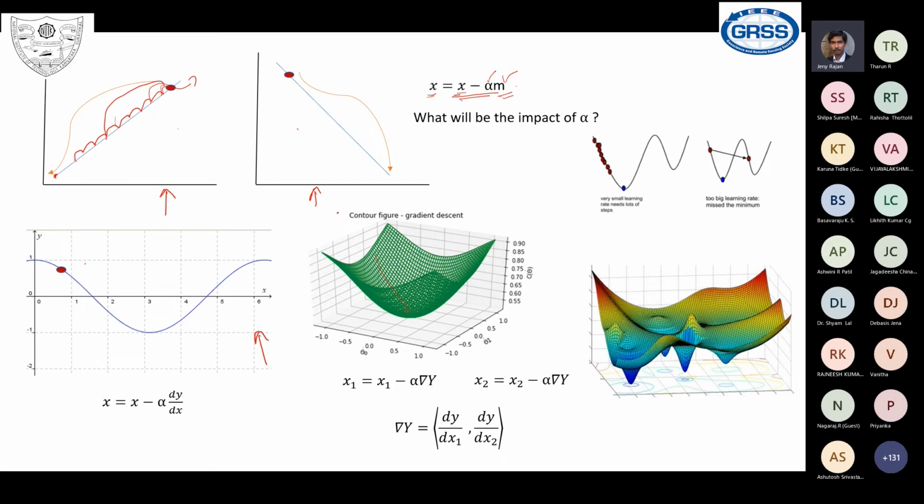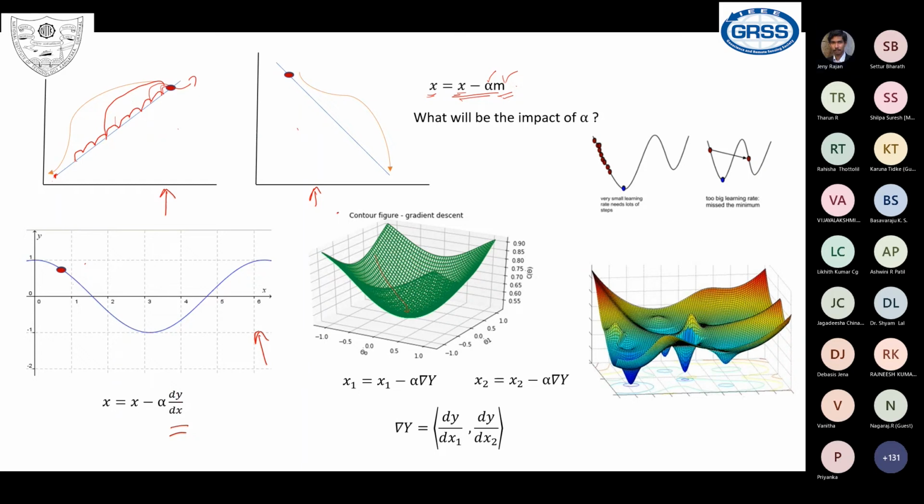How will you compute the slope of a curve? You can take the derivative. Again, I'm going to use the same equation. The slope is computed by taking the derivative, dy by dx, and this dy by dx will be different at different points. So I'm using the same equation to move from this point to this point. Since I am moving along a curve, I compute the slope by taking the derivative, so my equation becomes x is equal to x minus alpha into dy by dx.